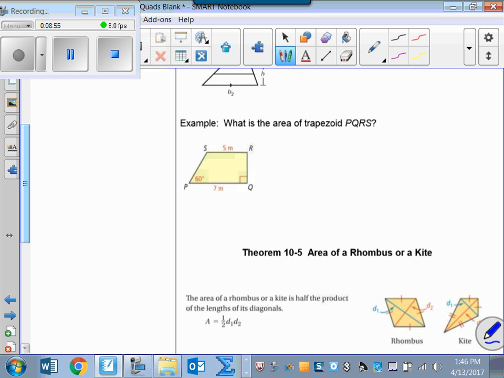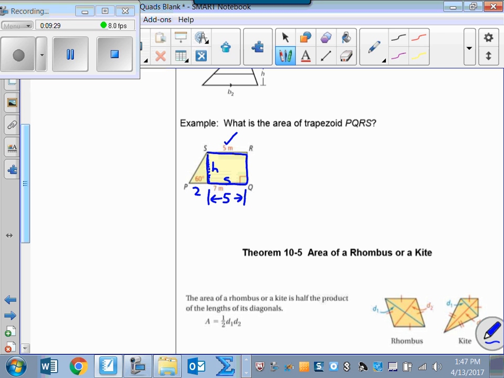PQRS? Well, I've got the bases, but I don't know the height, do I? Here's the height. I need to drop my height down here. Got to figure out what that is. How am I going to do that? Well, let's see. If I drop that height there, I know that this part right here is going to be 5. Right? Because I made myself a rectangle here. If I do that, that gives me a rectangle. So since this is 5, I know this right here has to be 5. And then this part has to be 2. Right? That makes that little, I got a little right triangle over there.